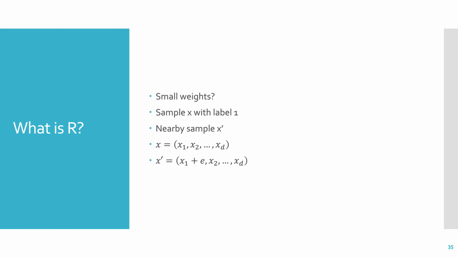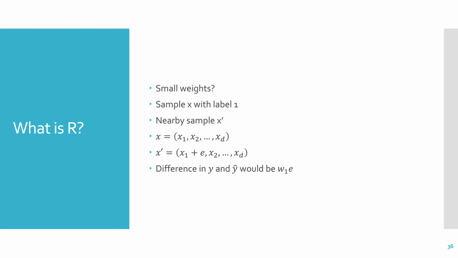The difference between y hat and y hat prime would be epsilon W1. If W1 is small, the difference is small. But if W1 is large, then the difference can be very large. And we don't want it to be. So small weights make it such that samples that are nearby each other have similar predictions.